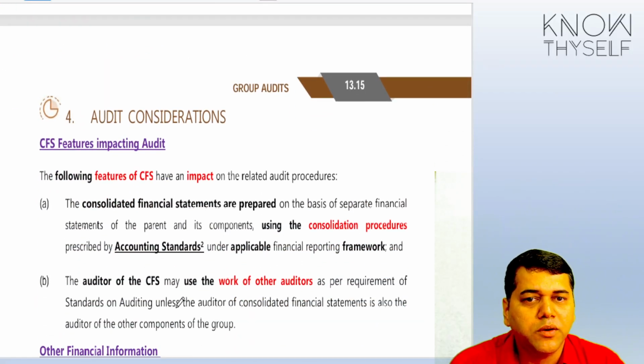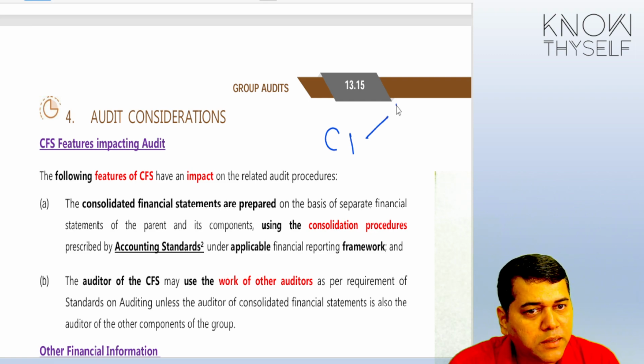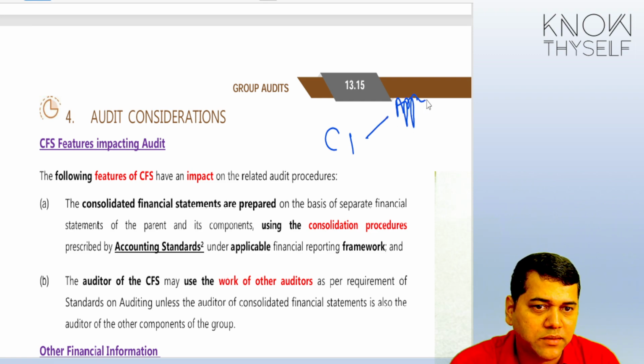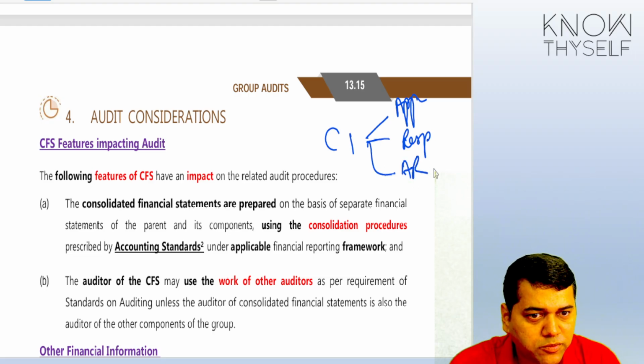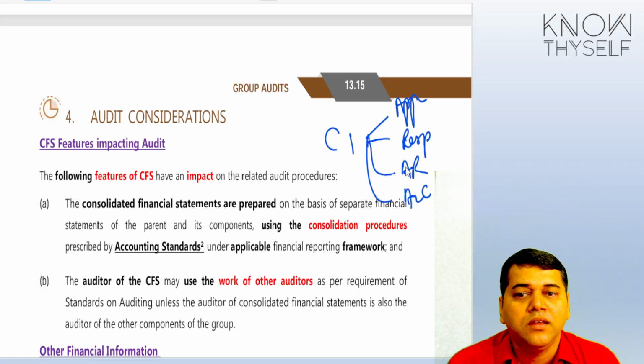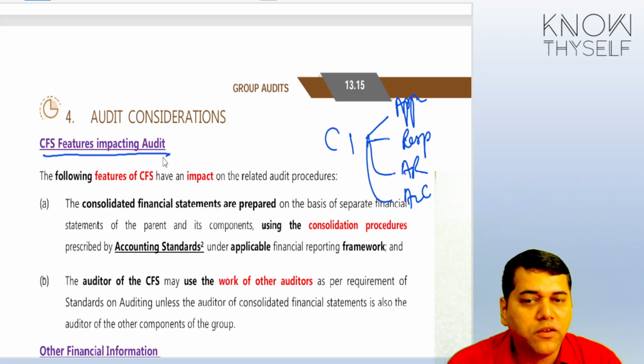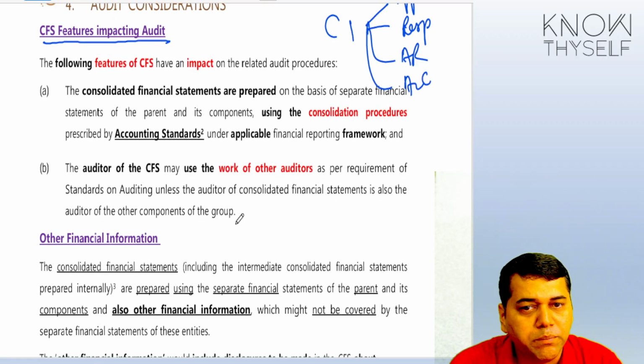Okay, so concept number 1 is about the basics. In that, the first thing we learned about was applicability and exemption. Second, the responsibility of the management. Third, the auditor's responsibility. Fourth, audit considerations. Now, what are the CFS features impacting the audit? The following features of the CFS are going to impact the audit.